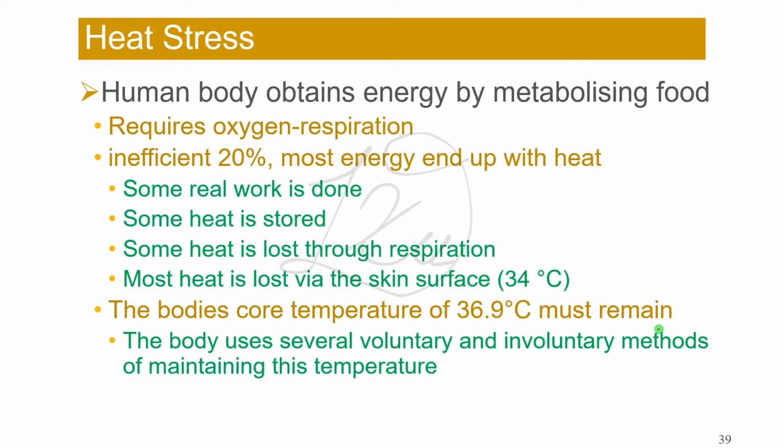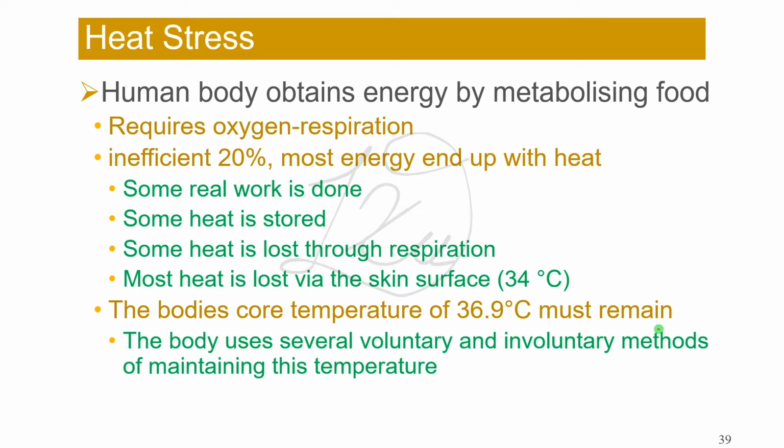The human body obtains energy by metabolizing food. It requires oxygen and respiration. It is inefficient, only 20% efficiency, and most energy ends up as heat. In this process, some real work is done, some heat is stored, and some heat is lost through respiration. Most heat is lost via the skin surface.